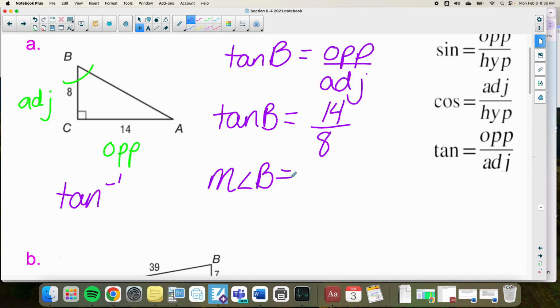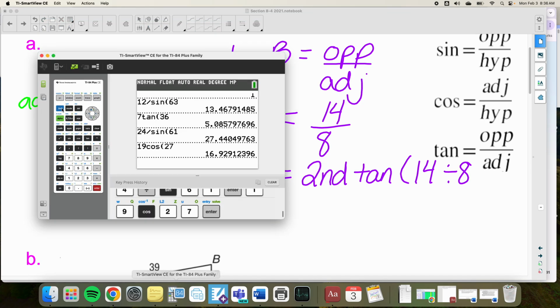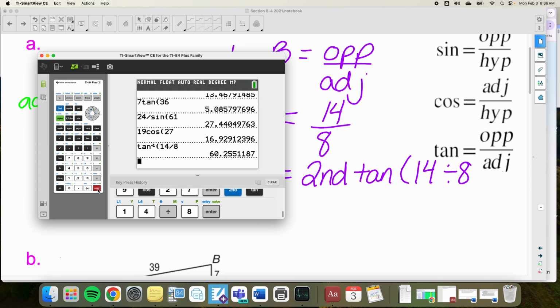So I'm looking for the measure of angle B. I'm gonna type into my calculator, second tan, a parenthesis is gonna come up, and then I'm gonna put this in as a division problem. So I'm gonna go 14 divided by 8. You don't even have to put the other parenthesis, I don't believe. So if we do that, I'm gonna do second tan, 14 divided by 8. Did you guys get 60.26?